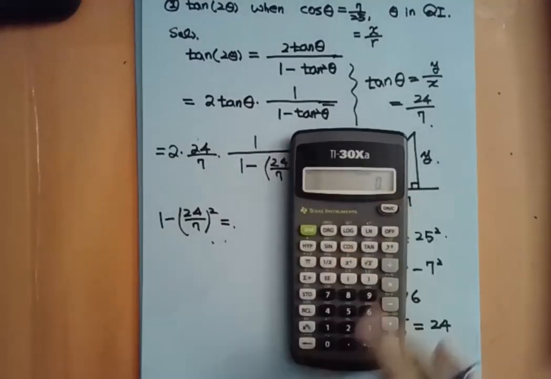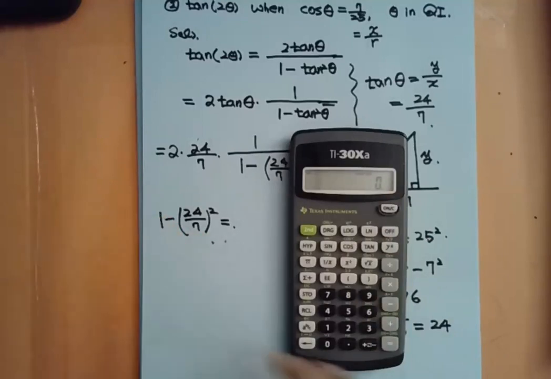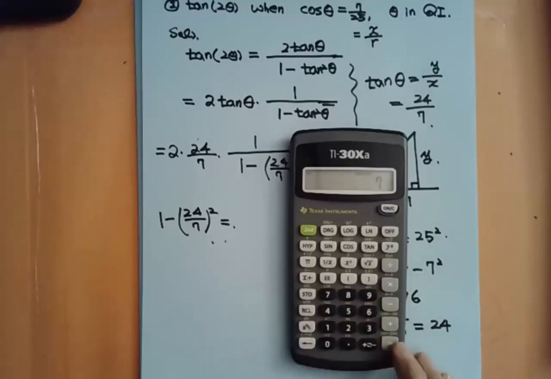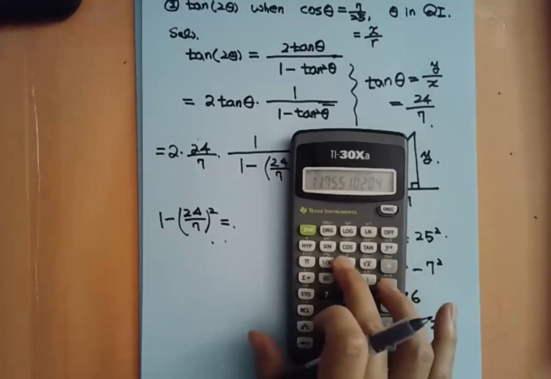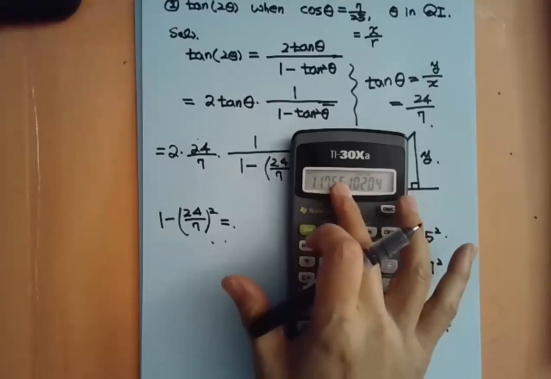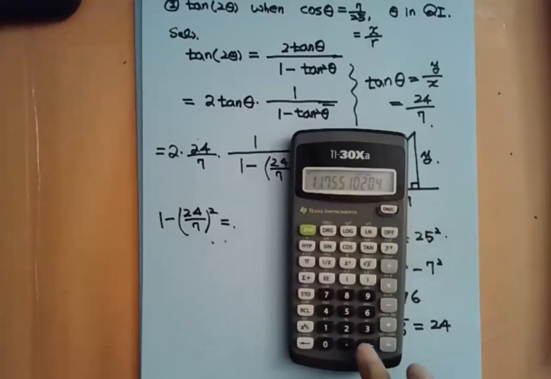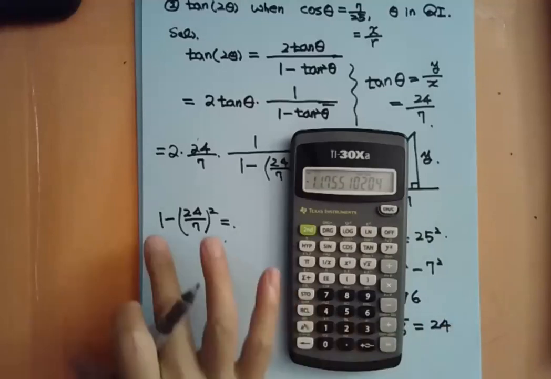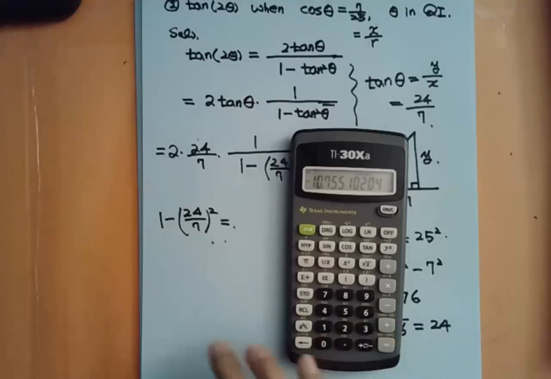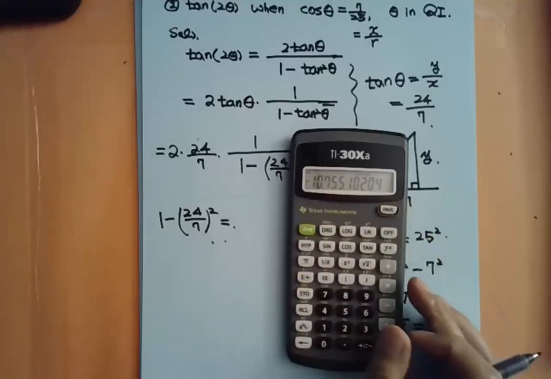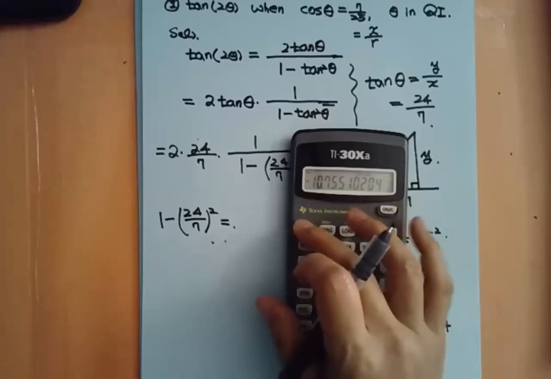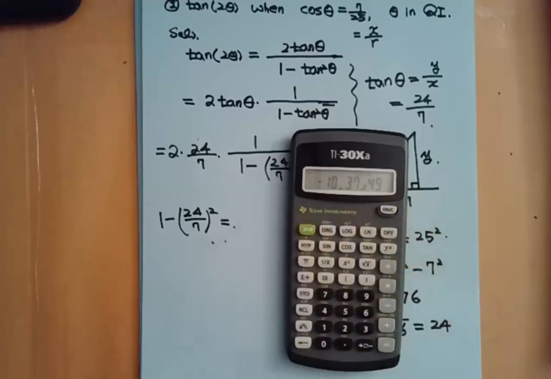So what I will do is the same thing. We evaluate 24 divided by 7, evaluate it, and squared, equals, and then switch the sign. And we have to add 1, plus 1. And then we got the decimal number. So we will switch that to a fraction. So it goes like this.